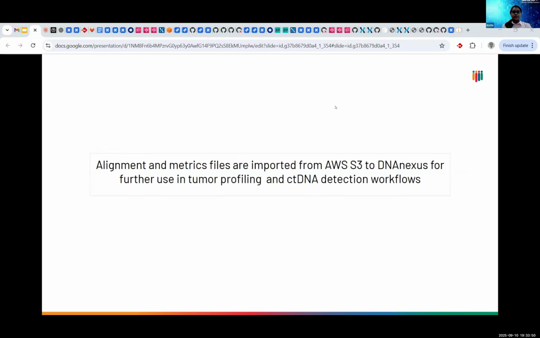So once we have the CRAM files and both the state machines have run, the complete data is shifted from AWS S3 to DNAnexus for our long-term usage. From there, this data can be further used in other analyses like tumor profiling, ctDNA workflows, somatic calling, etc.